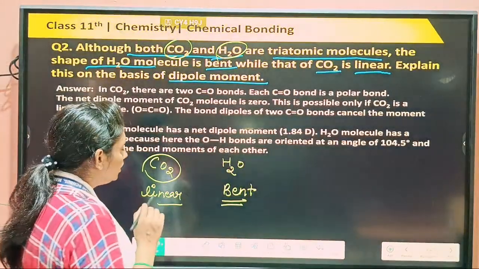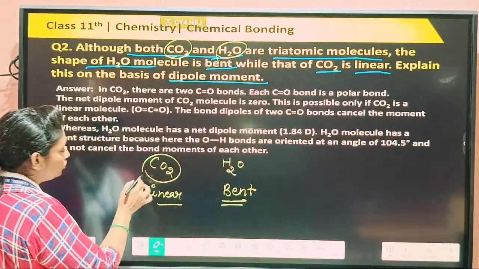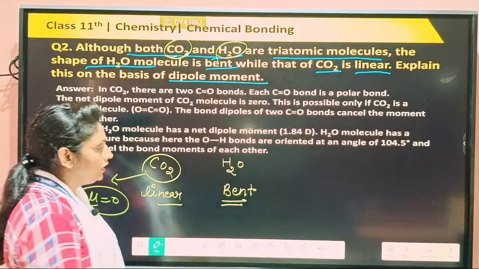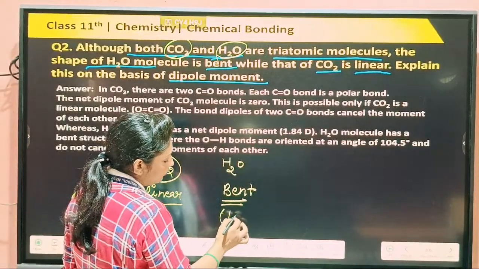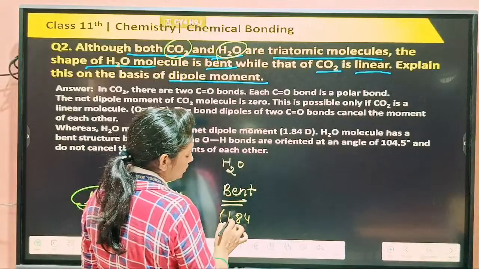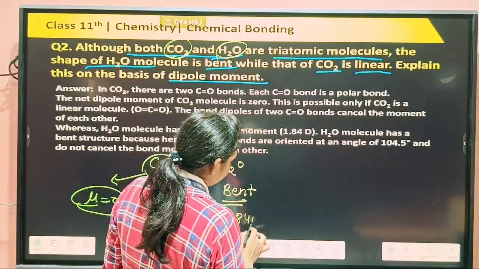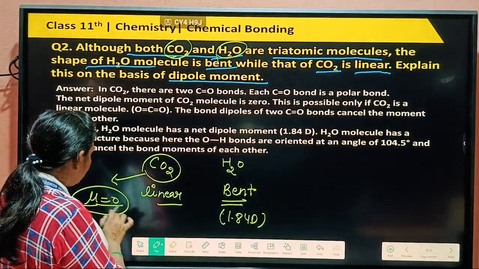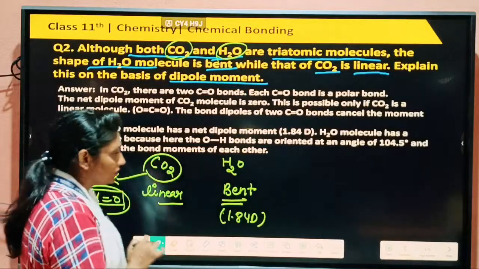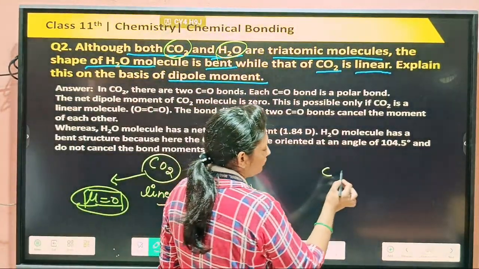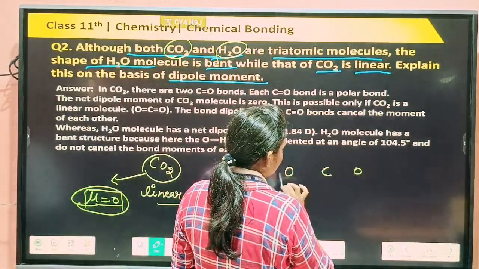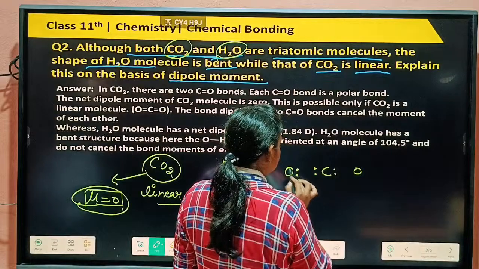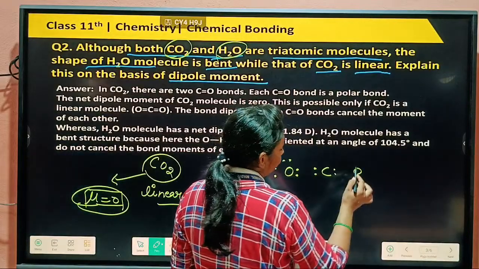Students, you know, the overall dipole moment of CO2 is 0. But water has a dipole moment of around 1.84 Debye. So students, this dipole moment of 0 shows that the bonds between carbon and oxygen... you know very well, carbon is tetracovalent and there are 6 valence electrons in oxygen.